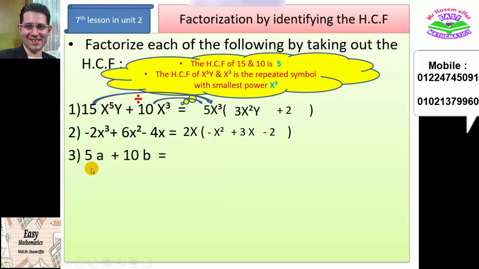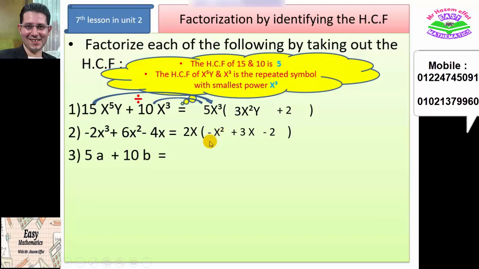Number 3, he gave me here 5a plus 10b, and we do the same steps. First, we try to find the H.C.F. of both numbers 5 and 10. Yes, it will be equal to 5. But we don't have here any like or repeated symbol. We have here a and b. So what about the symbol here? We can't take any symbol in this case because we don't have any repeated symbol.